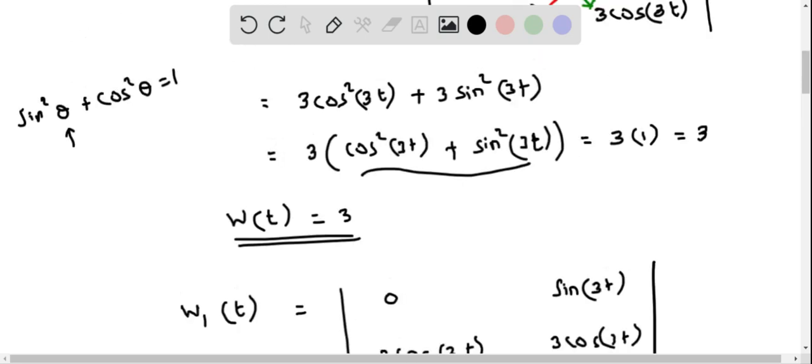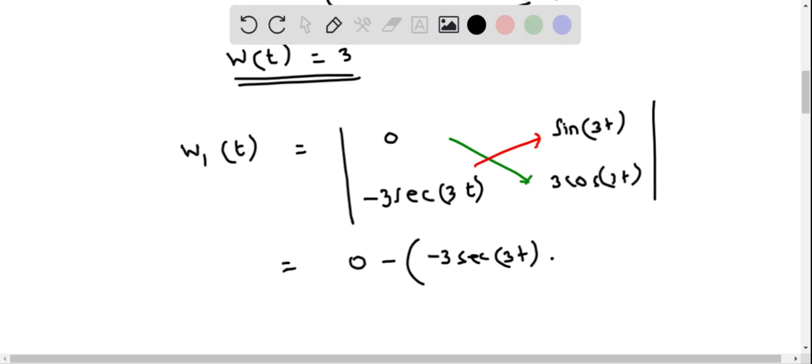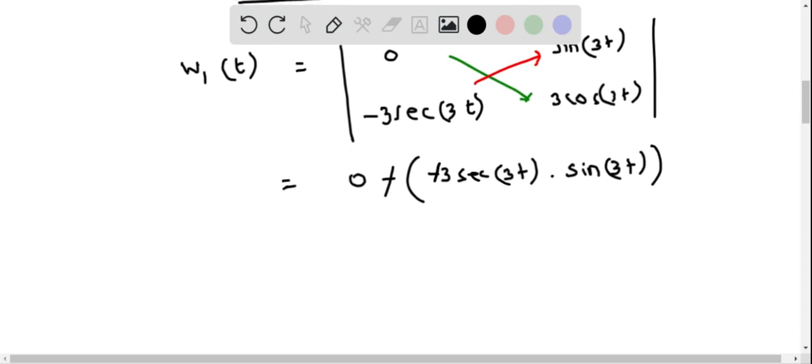We have to evaluate this determinant. Here also we take the product of the diagonal minus the product of the other diagonal. So 0 times 3 cosine 3t will be 0, minus negative 3 secant 3t times sine 3t. This becomes a positive, so it is 3 secant 3t sine 3t.